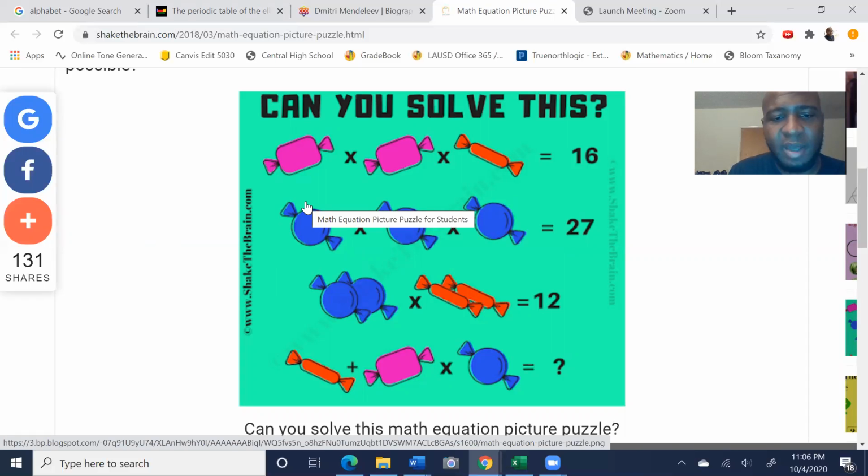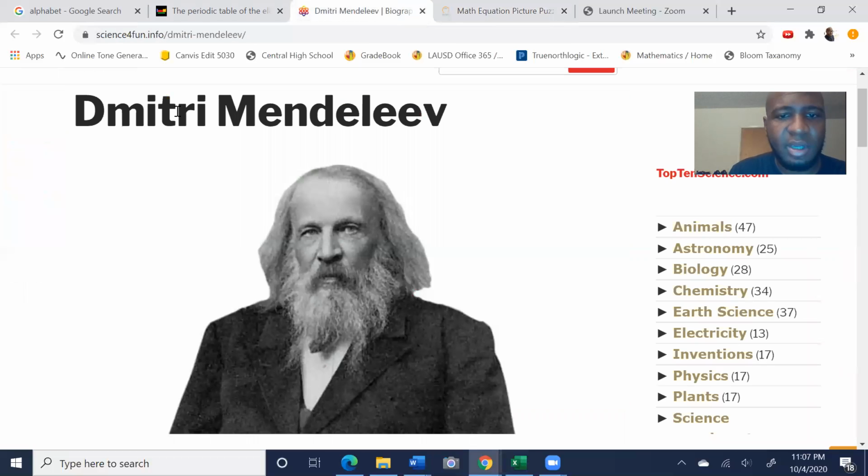You take a little bit of information, you crack the code for one piece of information, and then you're able to solve other equations. You're able to solve other problems. You're able to find out more information. This is what Dmitri Mendeleev did when it came to the periodic table.